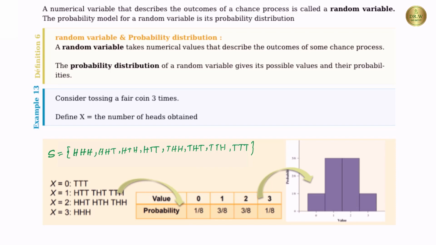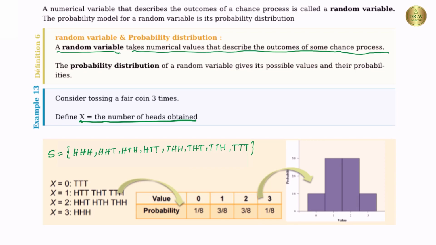Here again go back to the random variable definition: takes numerical values that describe the outcomes of some chance process. Here I define X, the number of heads obtained. That is a random variable here. Then what are the X values?